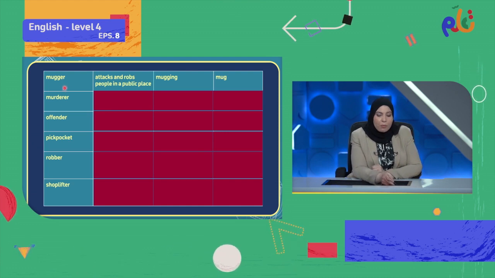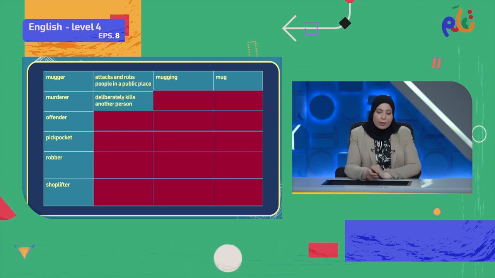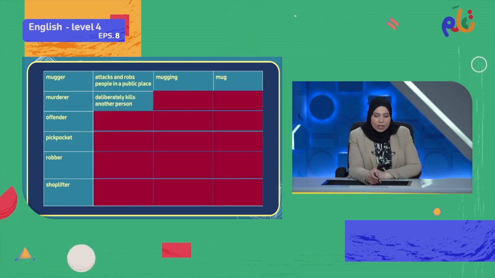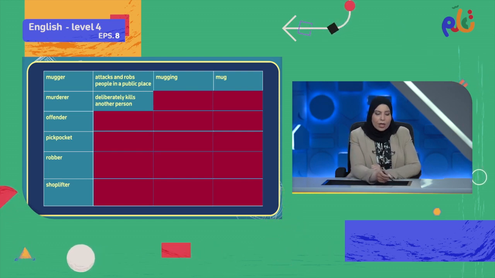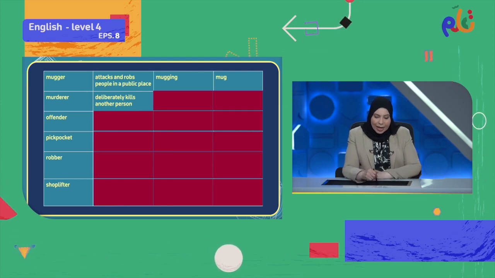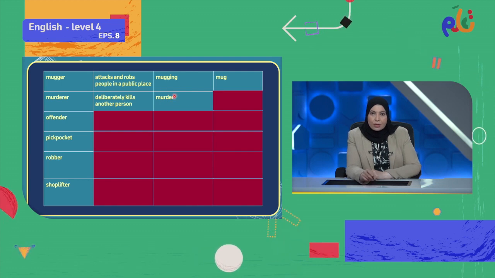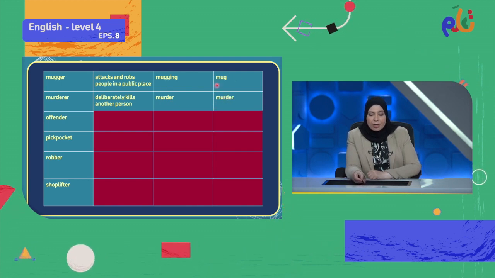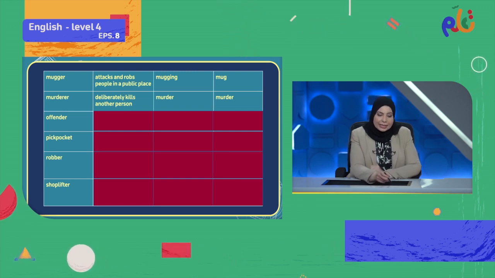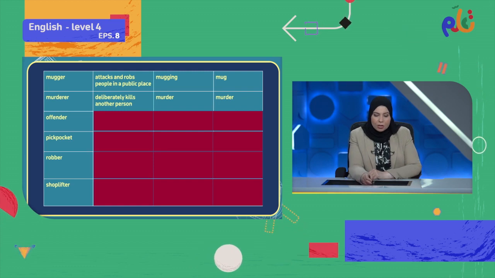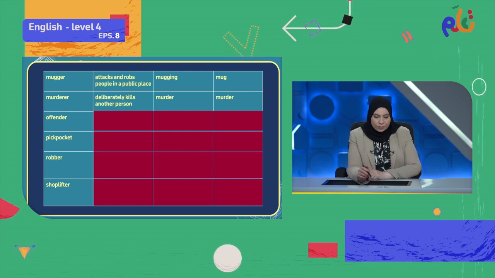And then we have murderer. Murderer, if you remember, is deliberately or intentionally killing another person. So when we kill someone and we know it is happening, the person is called a murderer. And the crime is murder. And for the verb, we can say murder or kill. Both are the same. But if we're talking about the word that is connected to the criminal, it's murder. So the crime is murder and the verb is murder.